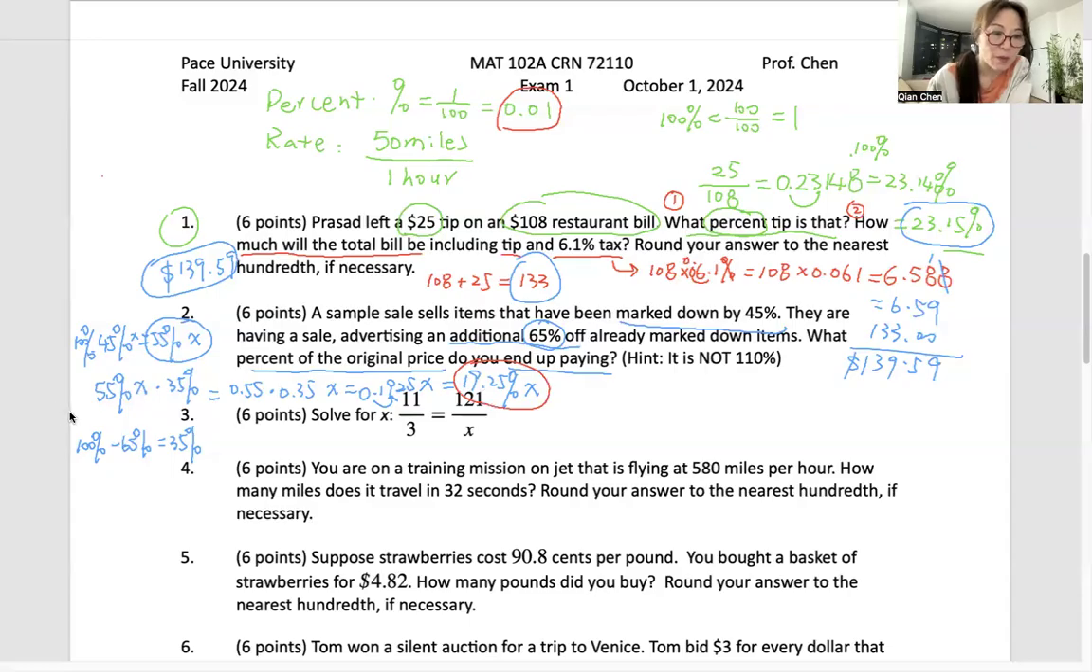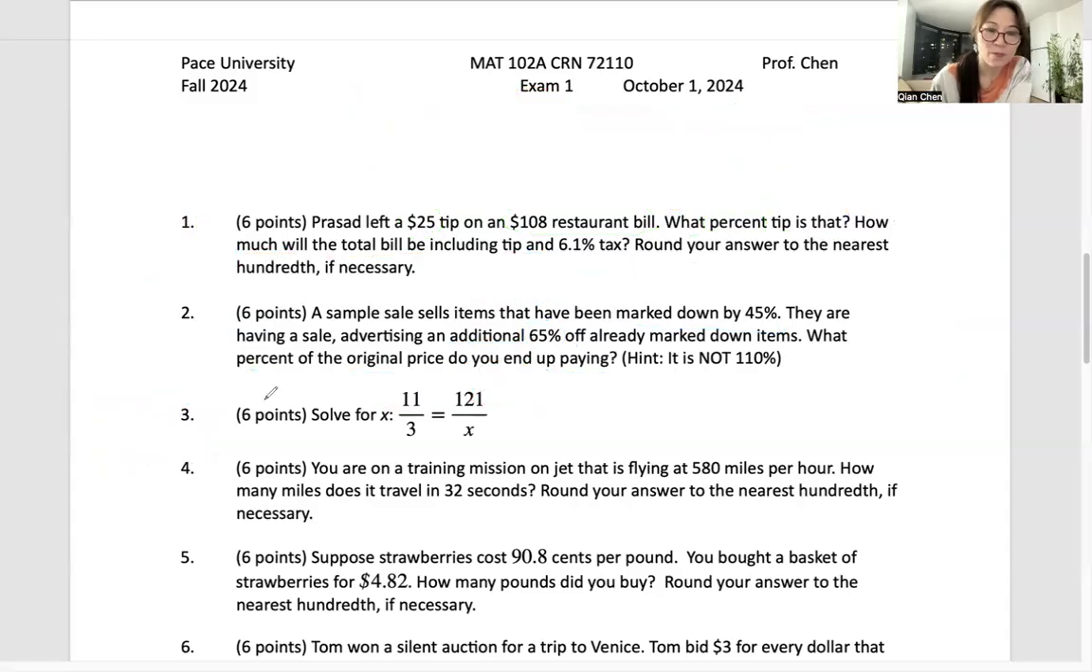Now I have to erase something. So now question 3. Solve for X. So we want to solve for this X. Remember, cross multiply. Okay, cross multiply. So 11 times X, we get 11X. Then 3 times 121. Then we divide both sides by 11. 11X divided by 11, we get X.